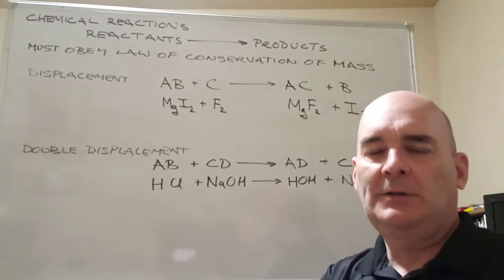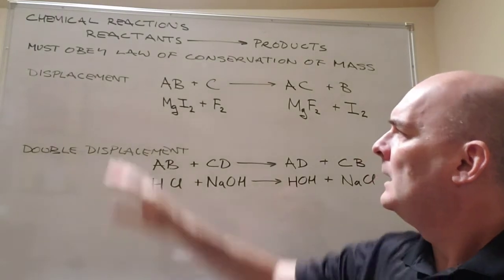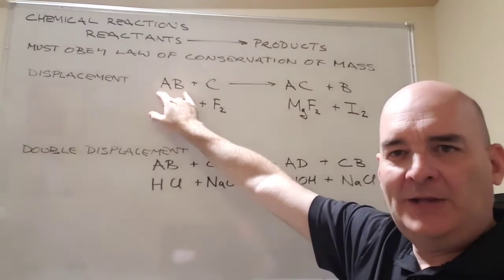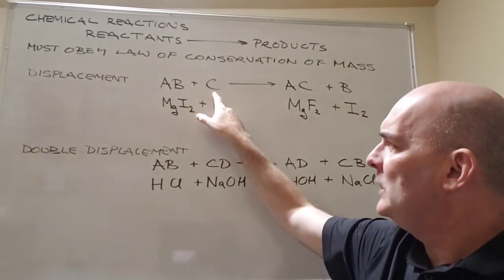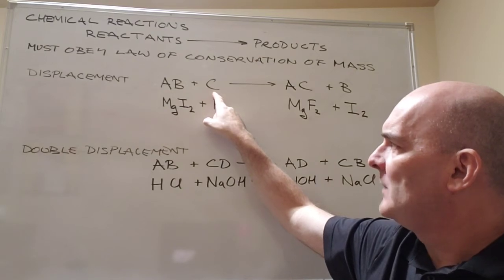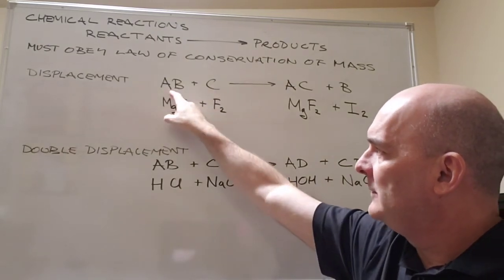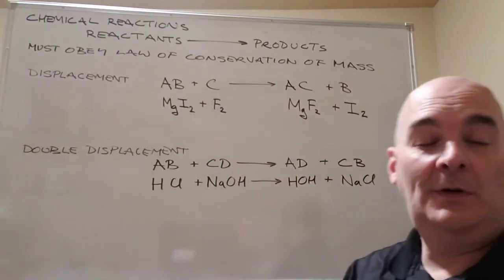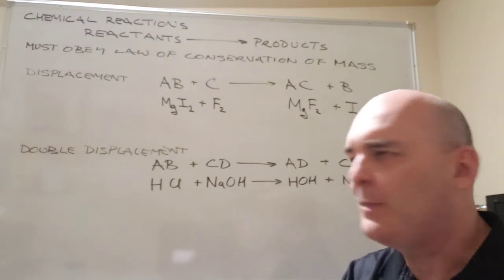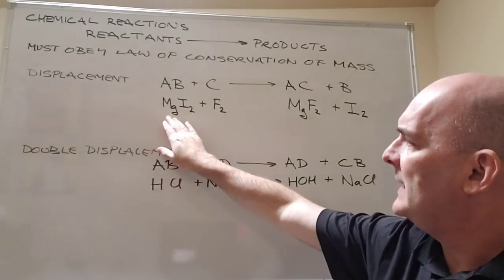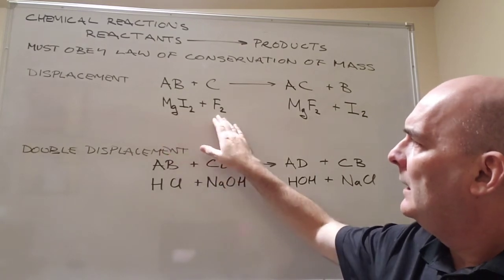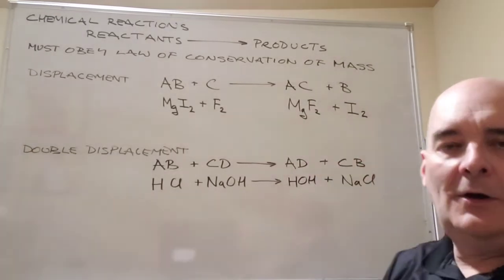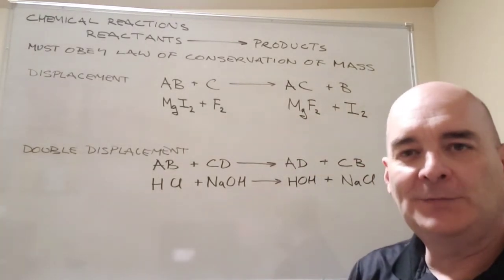Let's look at an additional couple of reactions. This is a displacement where we take something that is already attached together and we bring in something external that makes a better bond to A than B does. And so it pushes it away. This is a displacement or a replacement. So if I took some magnesium iodide and I reacted it with fluorine, the fluorine would push the iodine off. That's a replacement.